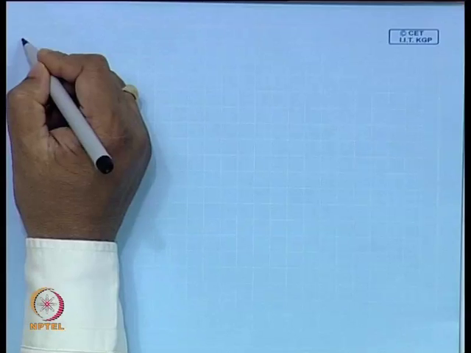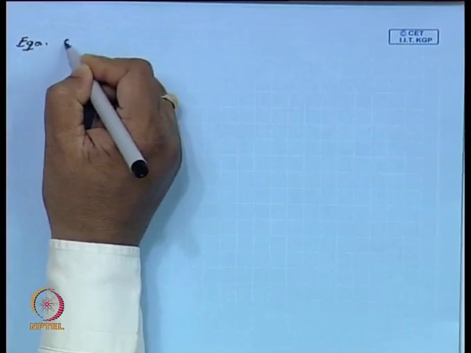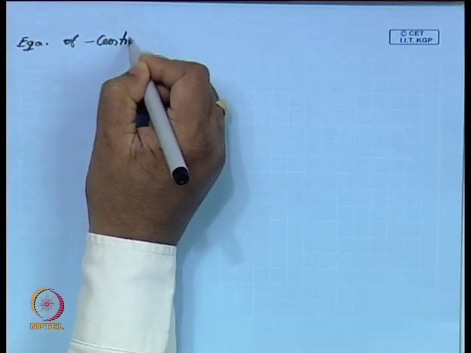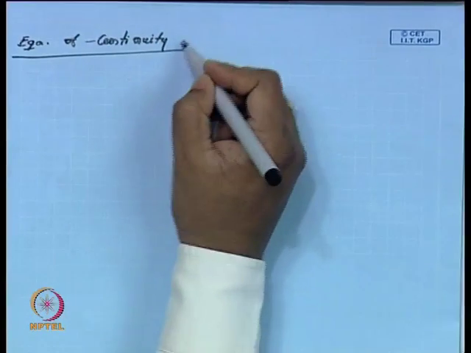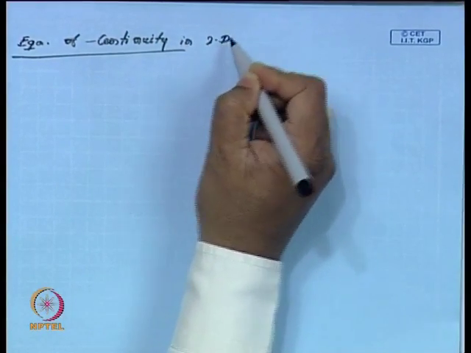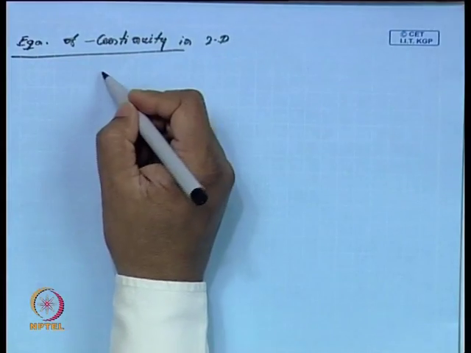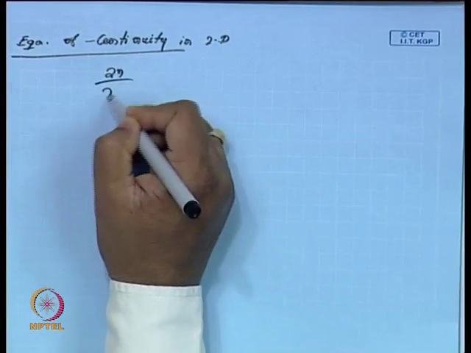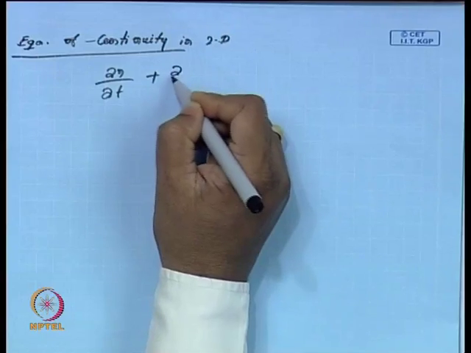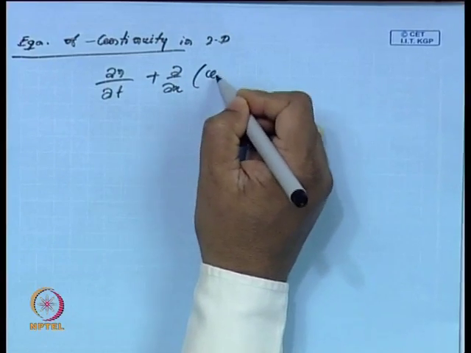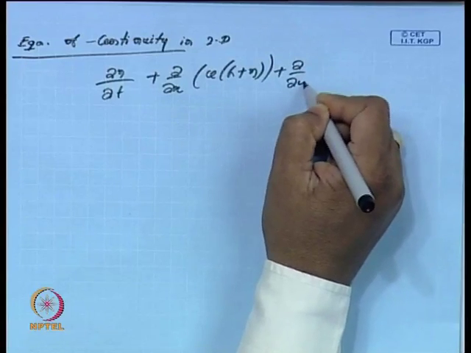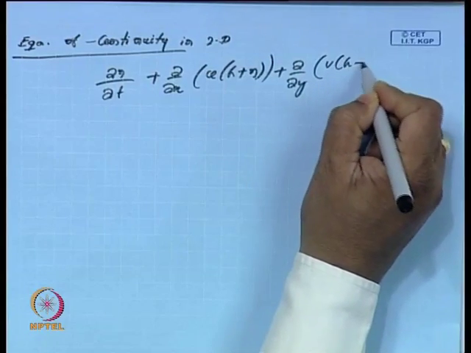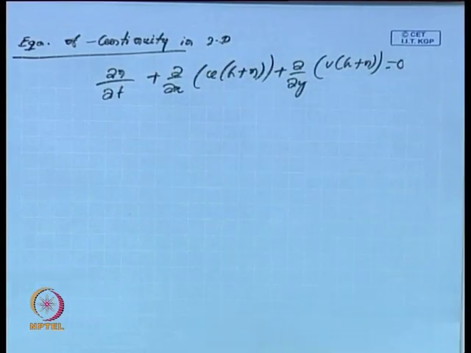We have all seen the equation of continuity in 2 dimensions, and that is: del eta by del t plus del by del x of u into (h plus eta) plus del by del y of v into (h plus eta) equal to 0. I have already seen this.